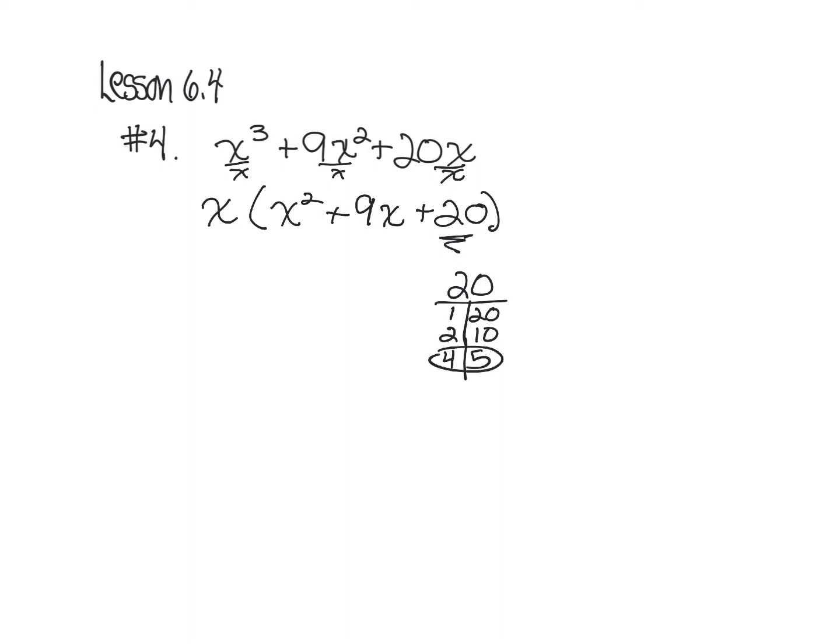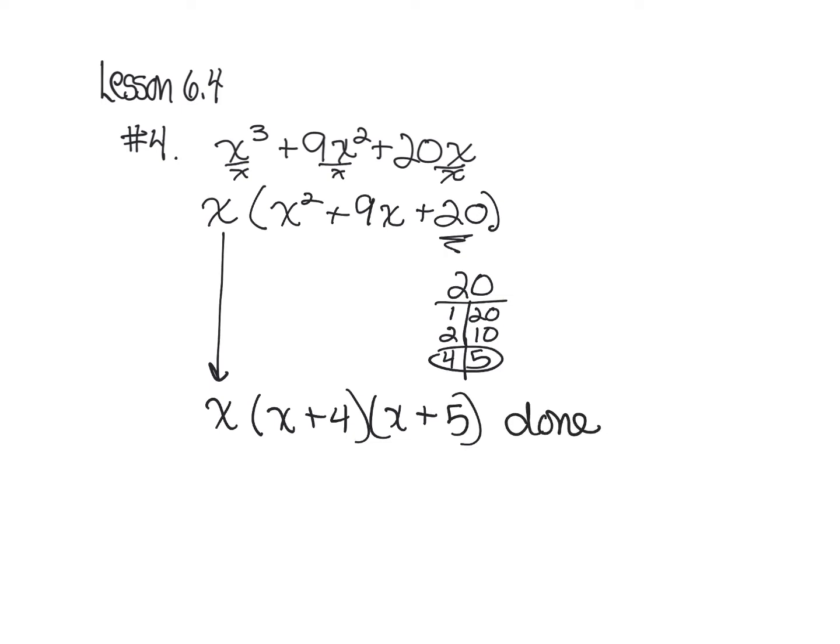So my final step is to write my factored polynomial. Don't forget your x factor that you took out at the very beginning as the greatest common factor. And then the square root of x squared is x, and plus 4 is positive, and x plus 5. And you're done. Okay, that is number 4.